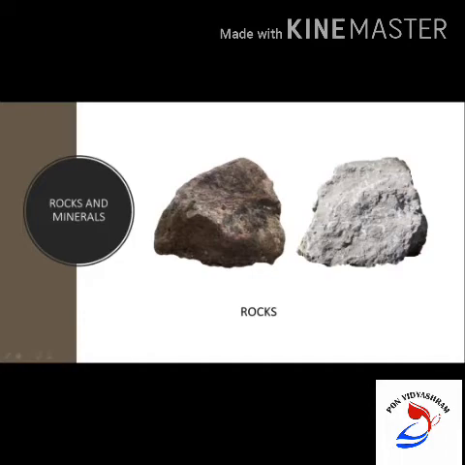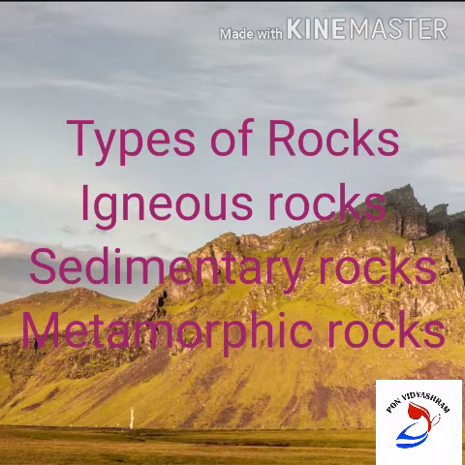The earth's crust is made up of various types of rocks. Different types of rocks are formed in different ways. Thus, they have different characteristics with regard to their composition, color, size, and texture. On the basis of their mode of formation, there are three major types of rocks. They are igneous, sedimentary, and metamorphic rocks.